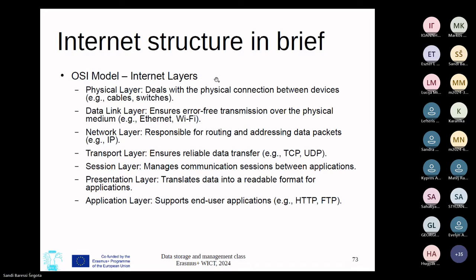So let's start talking about the OSI model, which describes internet layers. We have the physical layer, data link, network, transport layer, session layer, presentation, and application layer. The application layer is what we are seeing right now. Teams is something that exists in the application layer.